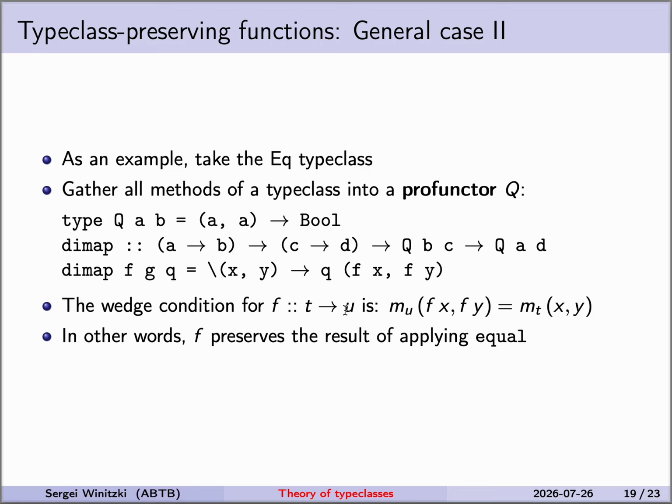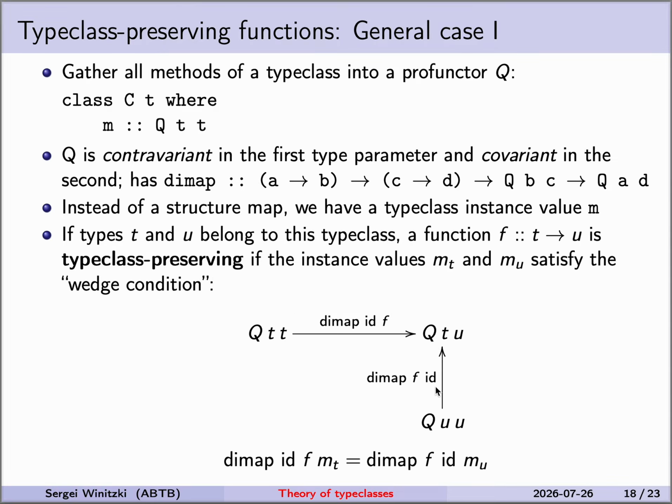If you substitute into the wedge condition for a function f, that is going to be this condition. In other words, the function f must preserve the result of applying the equal method. So if x is equal to y, then also fx is equal to fy. And if fx is not equal to y, then also fx is not equal to fy. So that is the wedge condition. Indeed, this agrees with our intuition of what it means that the function f preserves the methods of the type class, or preserves the structure of the type class. It maps one equal method to another. You can say it in that way. So that confirms our intuition of why this condition is what we want.